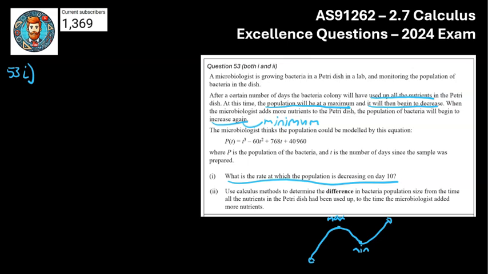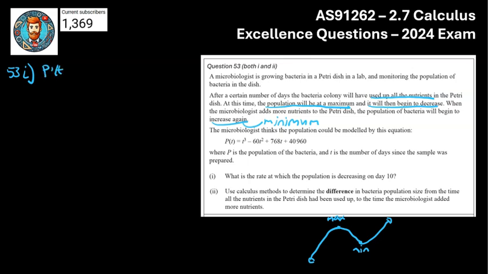So what is the rate at which the population is decreasing? We know it's going to be a negative gradient at that point on day 10. So it's probably going to be somewhere in here, somewhere in there, day 10. So let's start by doing that. We need a rate of change, and that's all about the gradient function. So let's find out what p dash t is.